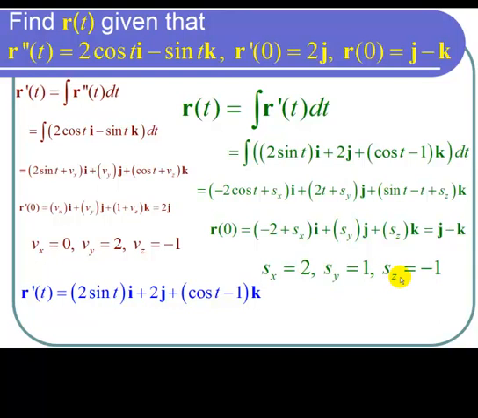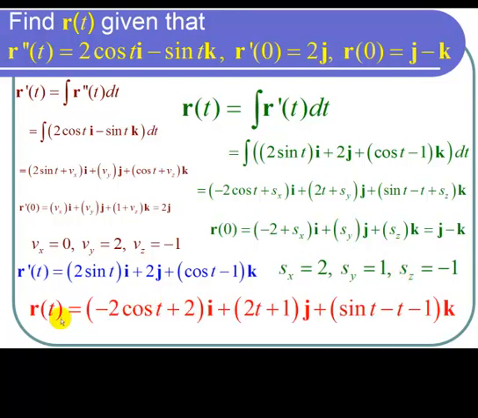So now I plug in to get my final answer, and I get that r of t is equal to negative 2 cosine of t plus s sub x, which is 2, i, plus 2t plus s sub y, or 2t plus 1 j, plus sine of t minus t plus s sub z, which is negative 1, so minus 1 k.